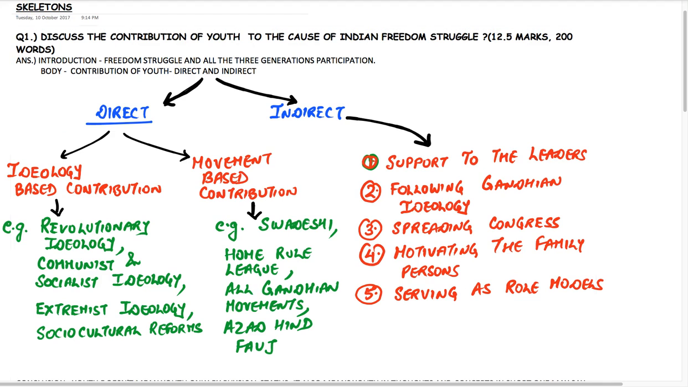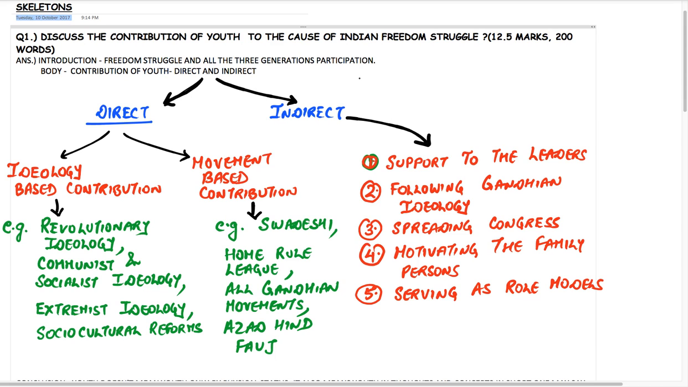Now any answer, as one can see, consists of introduction, body and conclusion. So in the introduction, one has to write that the freedom struggle was carried out by all the 3 generations and everyone participated with equal fervor. And amongst them, youth were very crucial. So the word youth has to be defined from one's perspective, whether youth means only youth in terms of age or youth also means youth in terms of mental concepts, mental thought process.